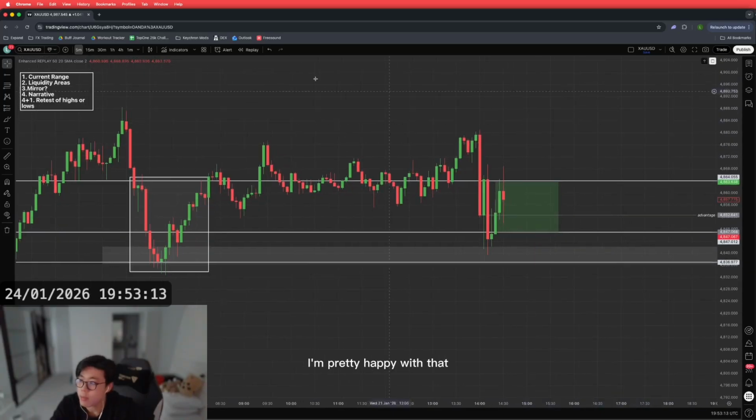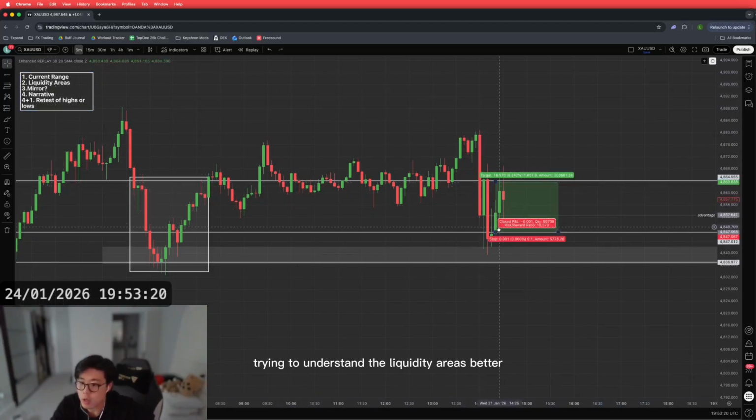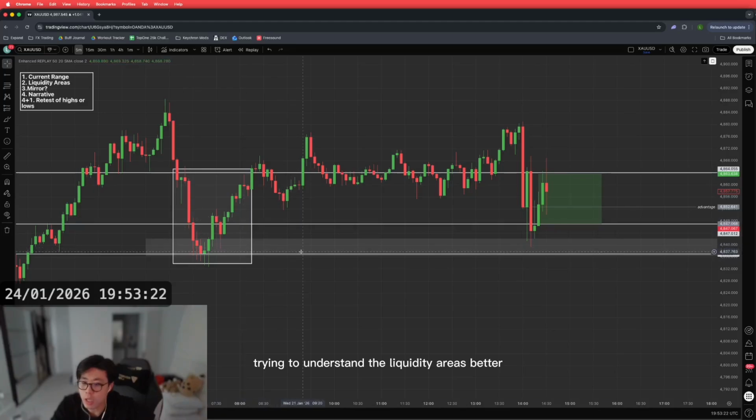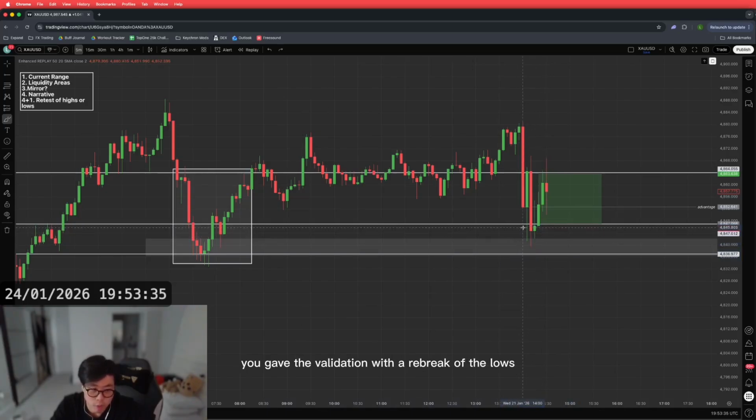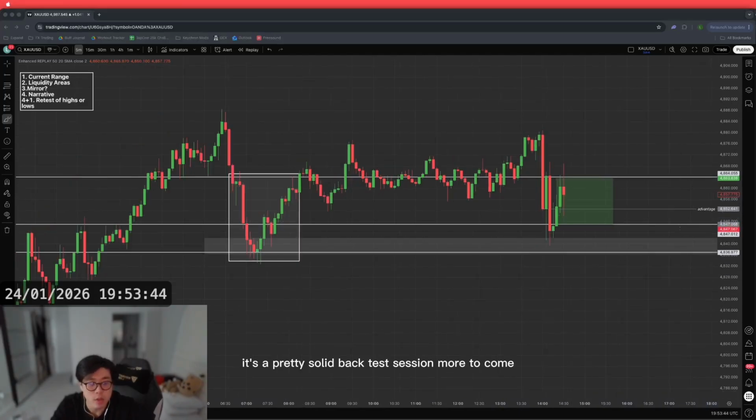I'm pretty happy with that. So I'll leave it at that. This checkbox works, the methodology works, the process works. It's now trying to understand the liquidity areas better and understanding that actually you don't necessarily need price action to validate. You need price action to build narrative. And in this case, you had the 4 hour time frame giving you narrative. You gave the validation with a rebreak of the lows, and that was your retest. So that's what validated the trade position, and I'm pretty happy with that outcome. It's a pretty solid backtest session. More to come.